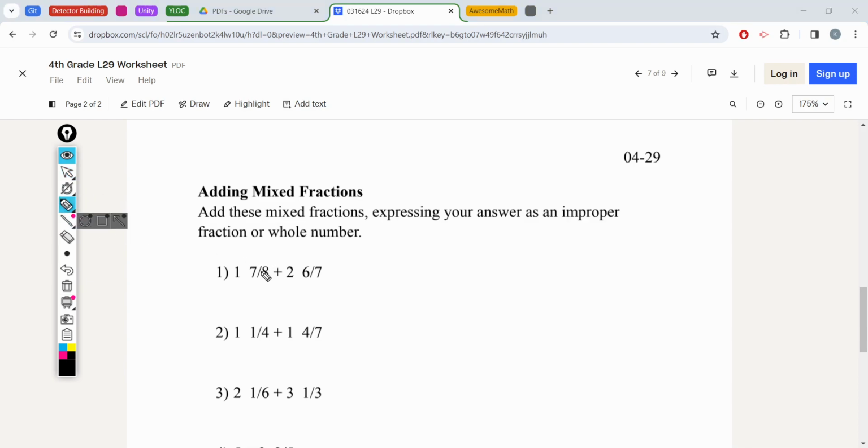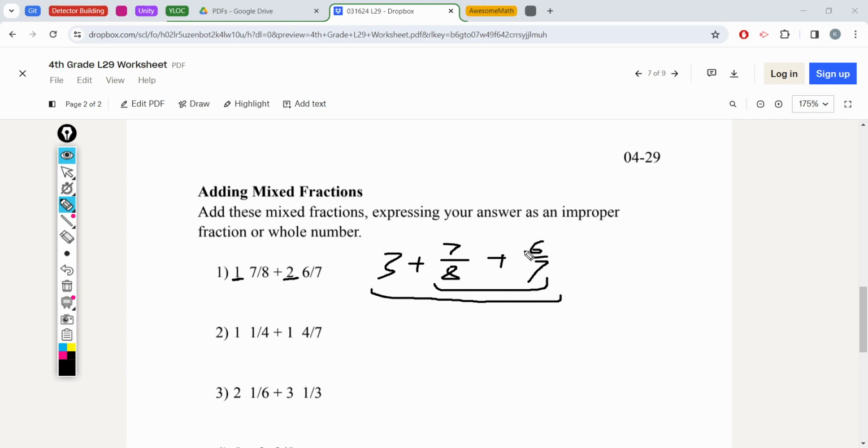For this first one, I will add first and then convert. So 1 and 7/8 plus 2 and 6/7. When you add this, we can add the normal numbers without any problem. So we have 3, and then we have 7/8, and then we also have 6/7. Now we add these two first, and then we'll add whatever fraction that is to this. For 7/8 and 6/7, we just find a common denominator. So that will be 56.